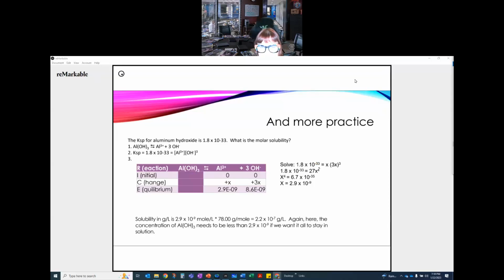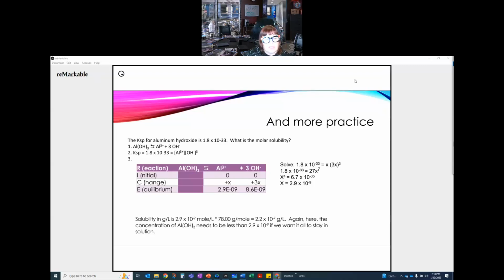So when I take 3 times 3 is 9, times 3 is 27, so that's 27x to the 4th. So I divide 1.8 times 10 to the minus 33rd by 27, that gives me 6.7 times 10 to the negative 35th. And then I take the fourth root of that to get 2.9 times 10 to the minus 9th. That's my Al3 plus concentration, right? Now, if I want my OH minus concentration, I need to multiply that times 3, and that's where I get that 8.6 times 10 to the minus 9th.